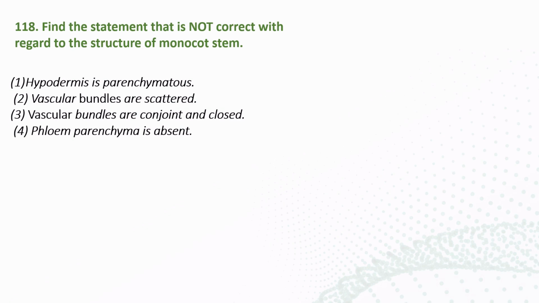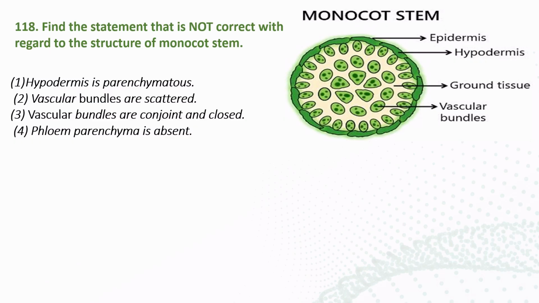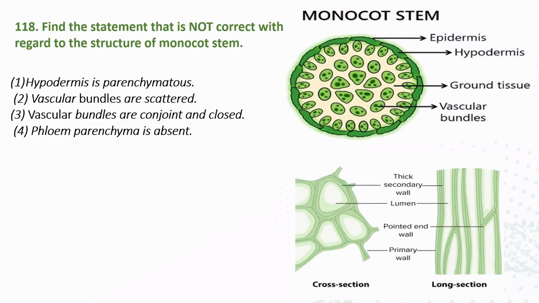The next question is, find the statement that is not correct with regard to, okay, here they are asking about the monocot stems. We know that there are two types of stems, monocots and dicots, right? If you see the picture of the monocot, here you can see there is an epidermis layer, hypodermis, ground tissue and vascular bundles. This is the simple structure of a monocot. Here they are asking which is not correct about the monocot stem. They have given the options here. The options were, if you see, hypodermis is parenchymatous.